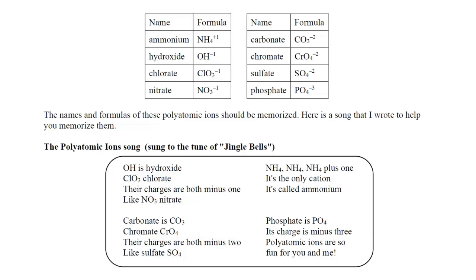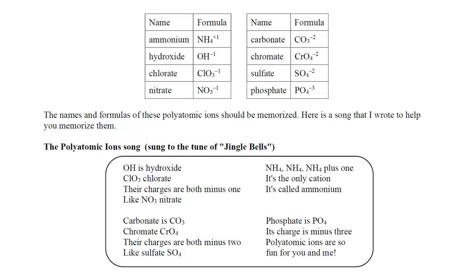Now, they can make flashcards, and flashcards are a fine way to review and practice when you're trying to memorize something. But as you can see on this slide, I wrote a little song to help them memorize these 8 polyatomic ions. Again, there are way more than 8 polyatomic ions in the world of chemistry. I just narrowed it down to these 8. So I'll show you how that song works.